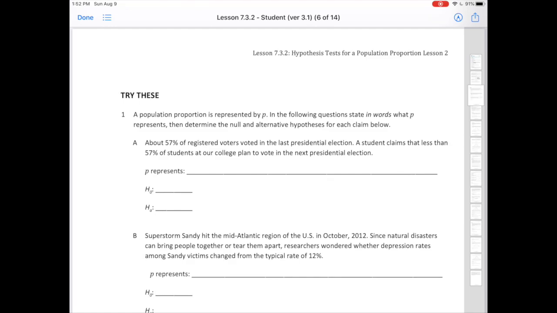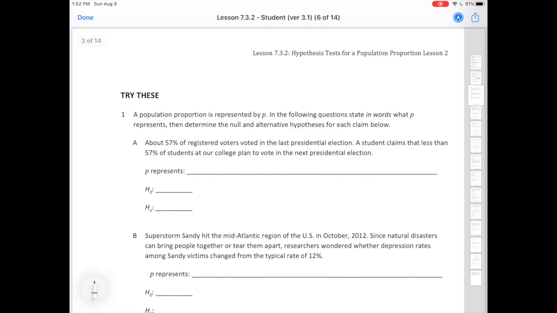What does P represent? So let's read this one more time. About 57% of registered voters voted in the last presidential election. So what is the student claiming then? A student is claiming that less than 57% of students at our college plan to vote in the next presidential election. So the claim has to do with the percentage of students at the college, not total registered voters, right?